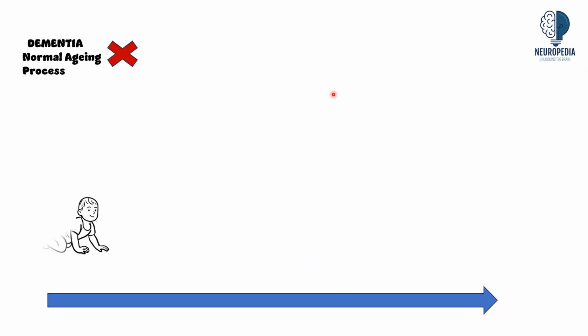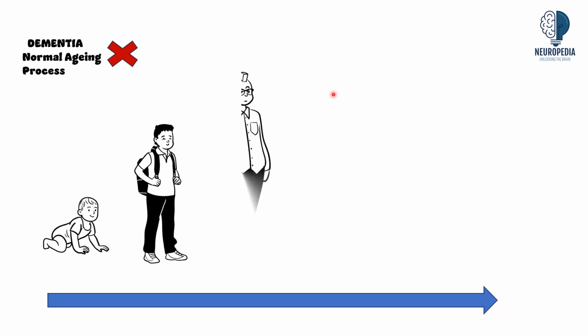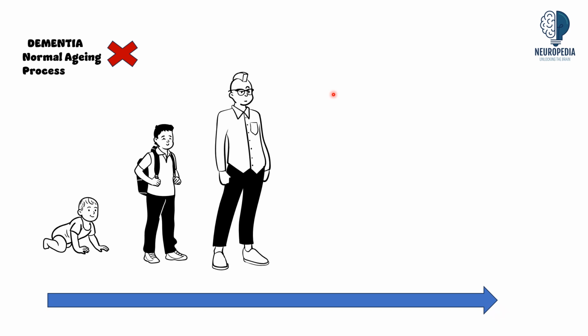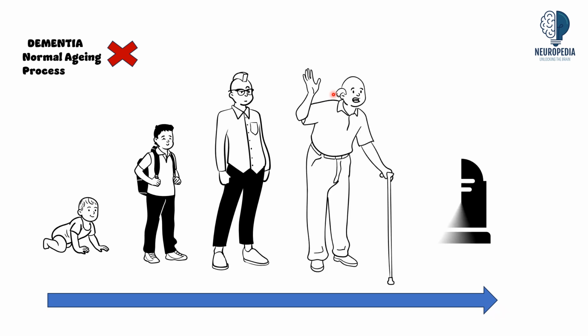Dementia is not a normal part of aging. It is the result of diseases that damage the brain. When nerve cells get damaged and the connections between them are lost, a person develops dementia.